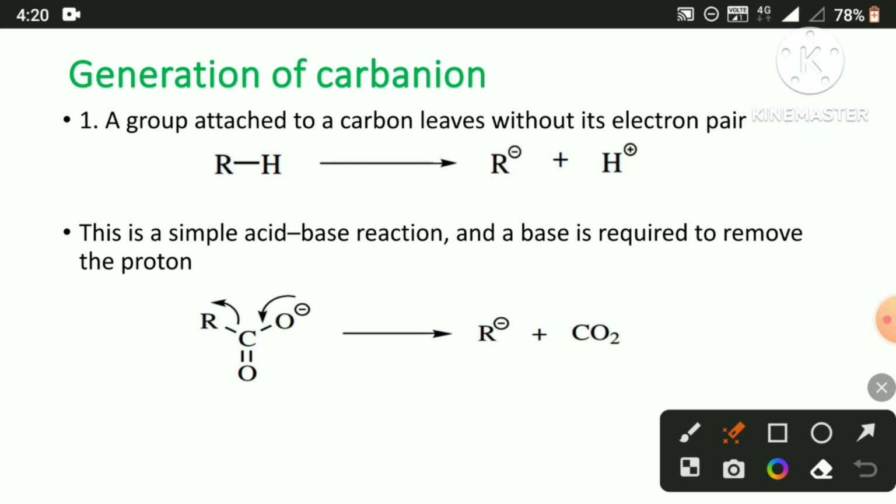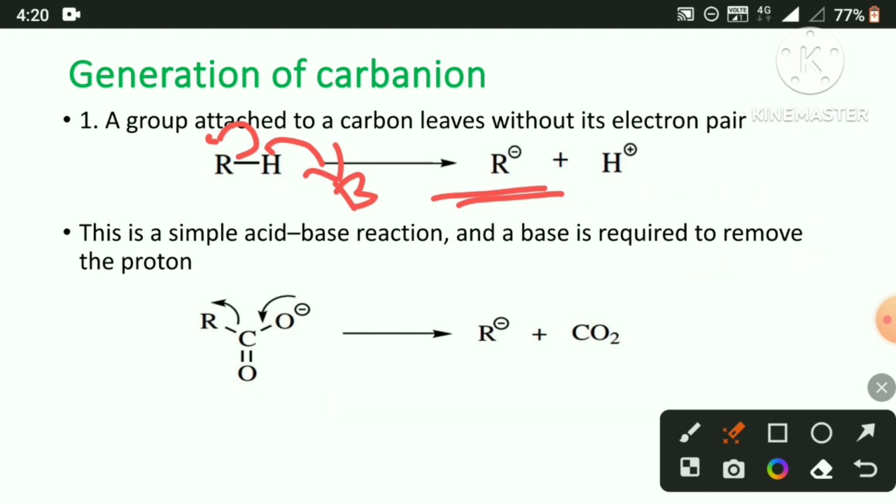Actually in this reaction, a base is required. A base is required to remove H plus. So the base removes H plus. While removing H plus, the bonded electrons go to the alkyl carbon. So that forms a negatively charged species, which is called a carbanion. And this is a simple acid base reaction. A base is required to remove protons.